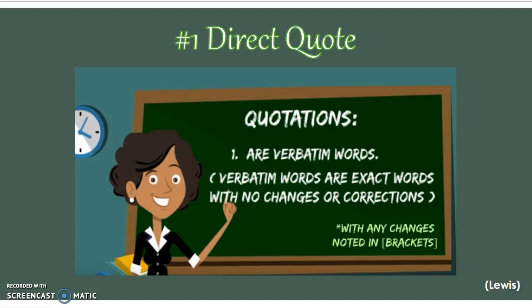Direct quotes. These are quotations. They're verbatim words. Verbatim words are exact words with no changes or corrections. If you do need to make a change inside of your quotation, you will note the change in brackets. A common example is if you have a pronoun in your direct quote, such as he or she, and you want to identify specifically who the he or she is to make more sense for your quotation, then you would put the name inside of brackets.